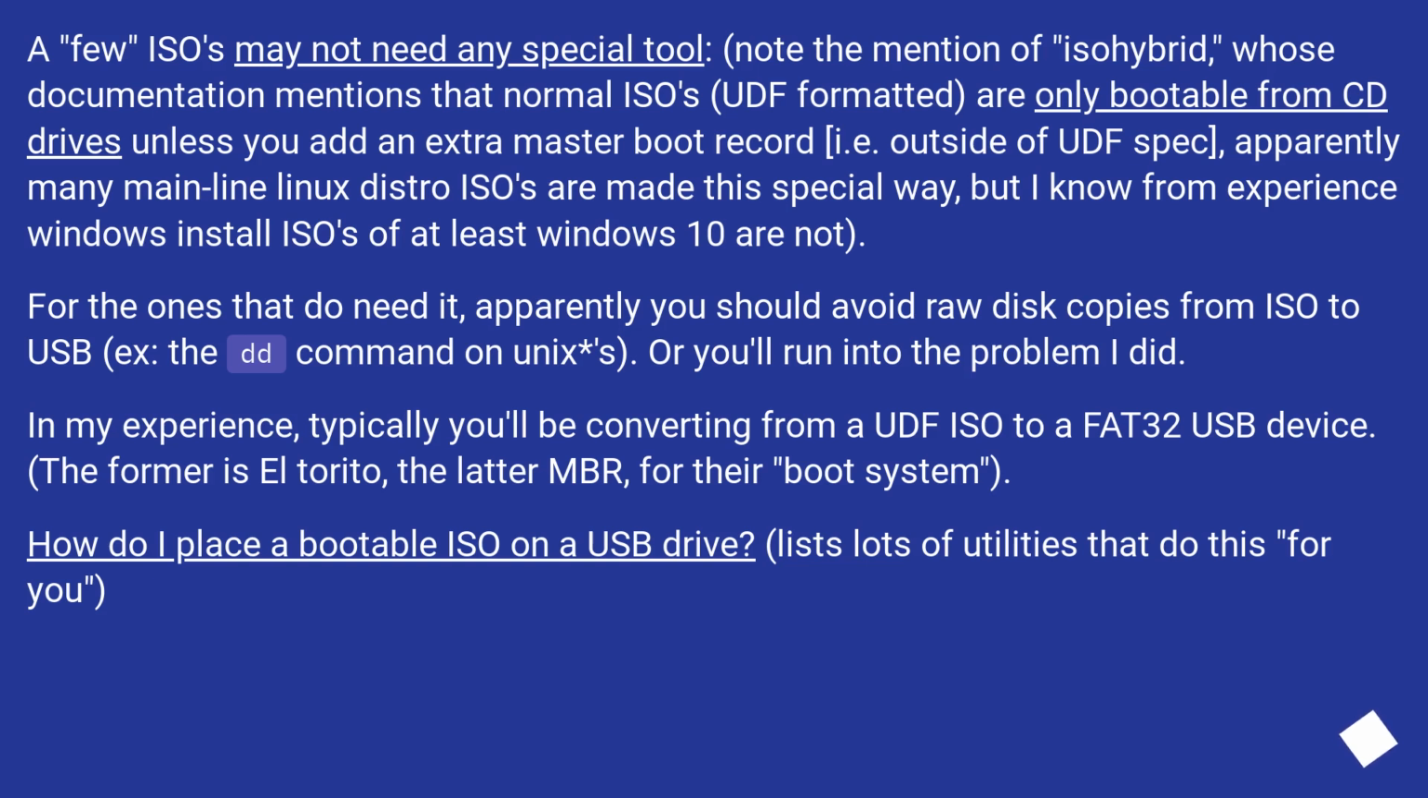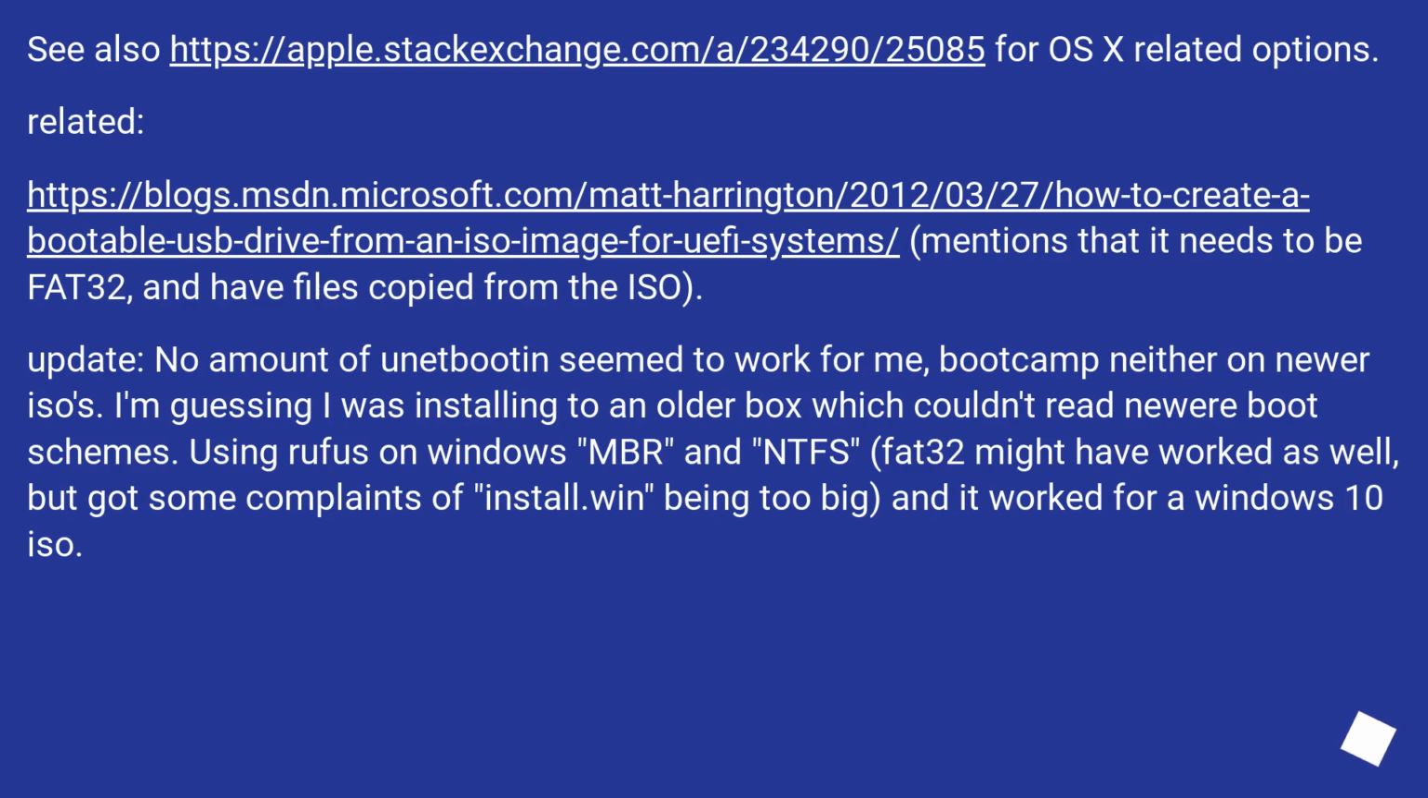In my experience, typically you'll be converting from a UDF ISO to a FAT32 USB device. The former is El Torito, the latter MBR, for their boot system. How do I place a bootable ISO on a USB drive? It lists lots of utilities that do this for you. See also this URL for OS X related options.